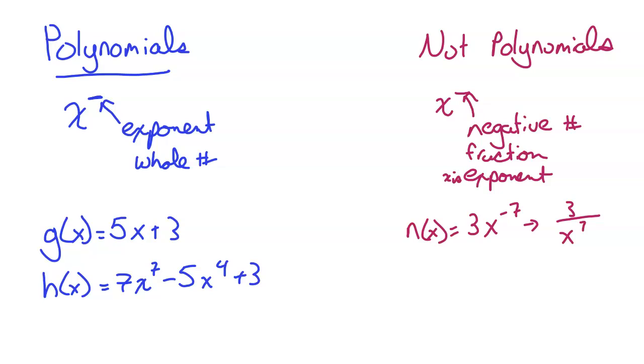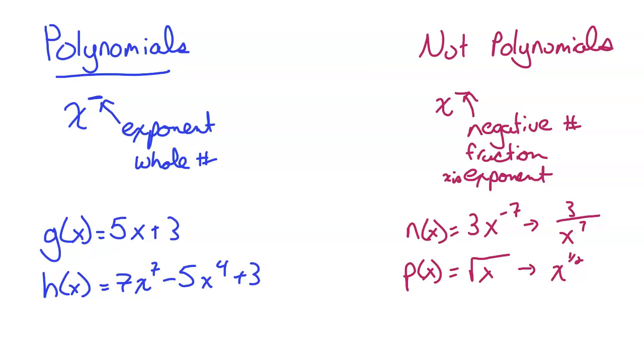We also cannot have something like p of x is equal to the square root of x, because this is actually the same thing as x raised to the 1/2 power. Anytime we have a radical, we can change those into fractions.